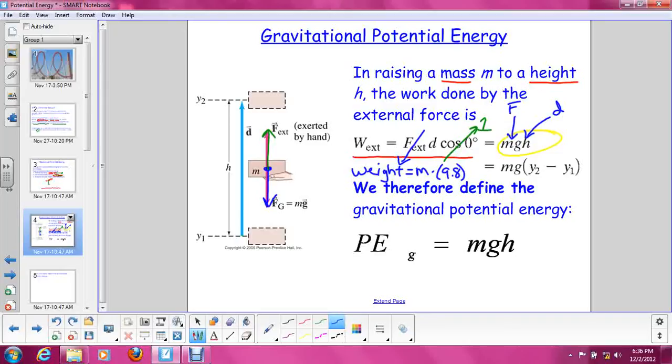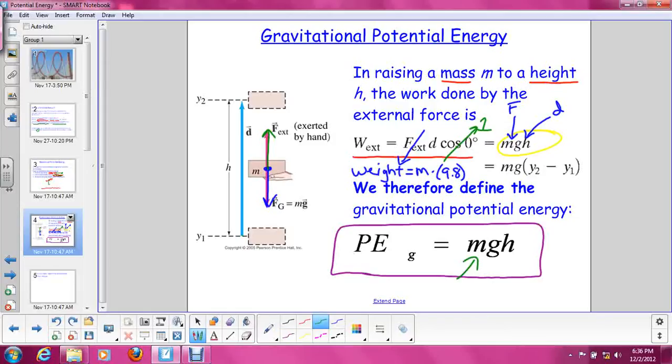So that gives us our equation for gravitational potential energy. The stored energy that is available to do work in an object that's lifted up above some reference point is equal to its mass times the height from the reference point times the acceleration due to gravity, which is 9.8 meters per second squared.